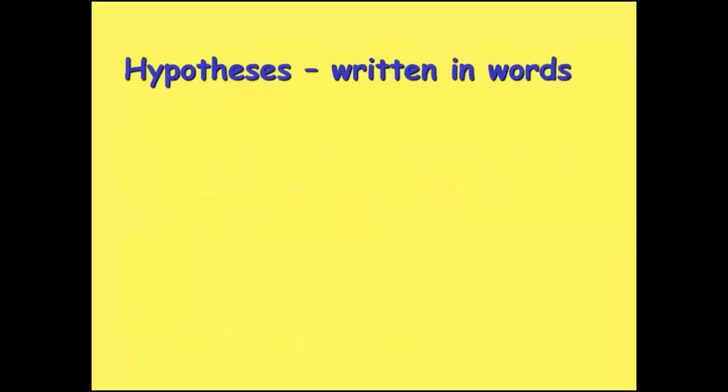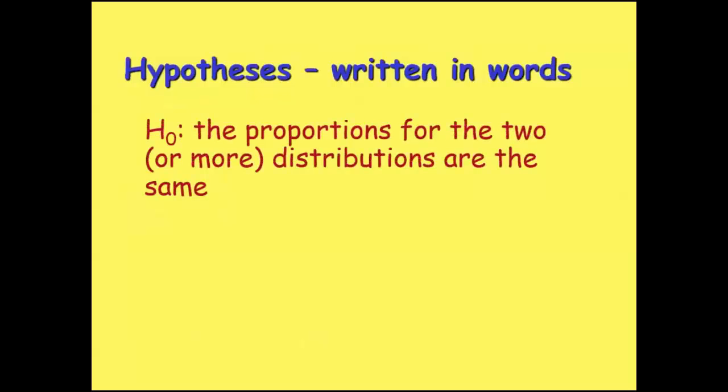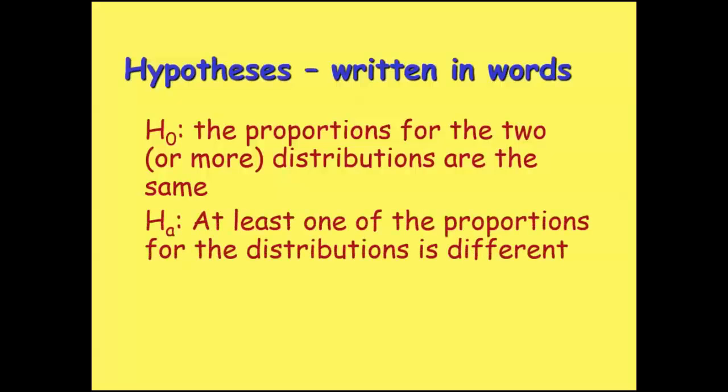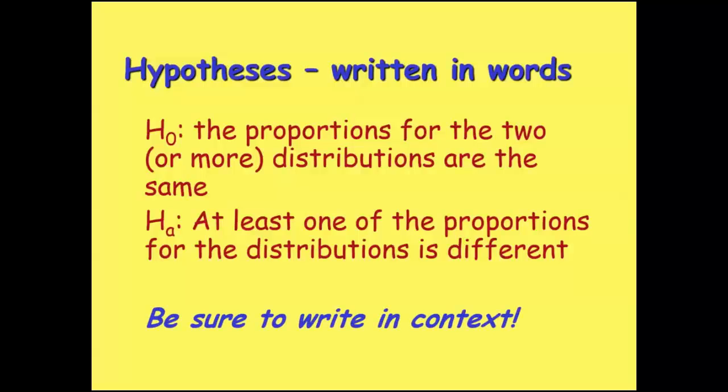Okay, so our hypothesis statement for homogeneity test is the proportions for the two or more distributions are the same. Thus homogeneity means same or not same. And then your alternative is that the proportions for the distributions are different. Okay, and again we're doing this in context.